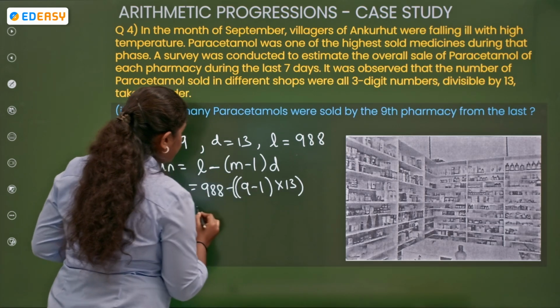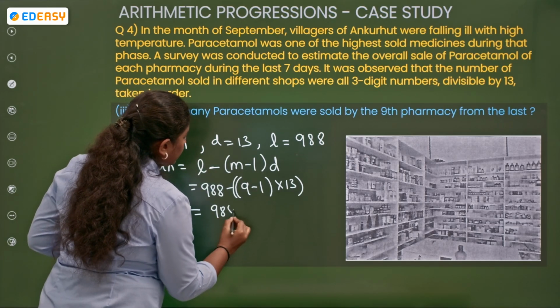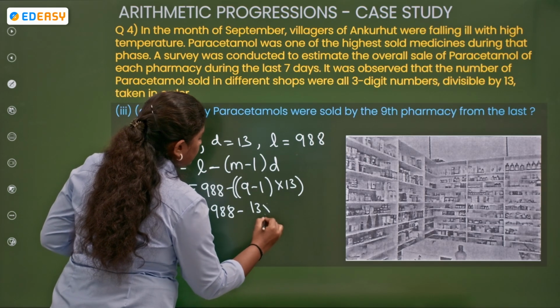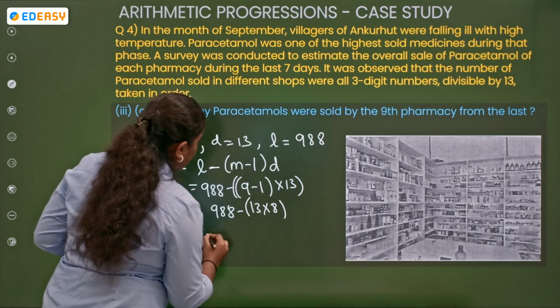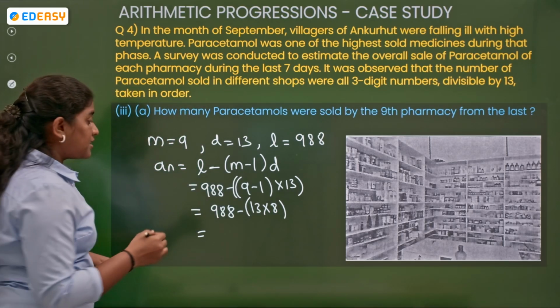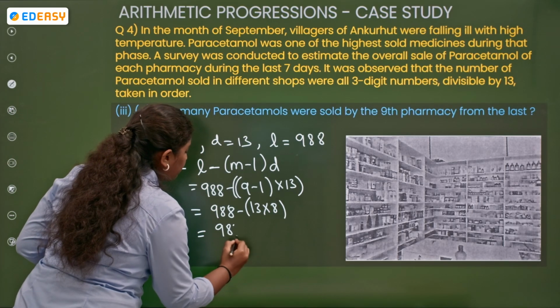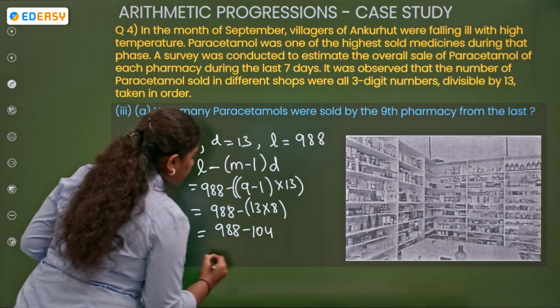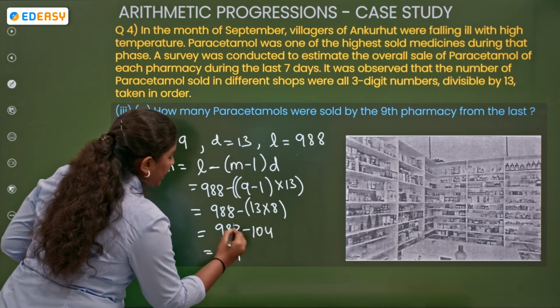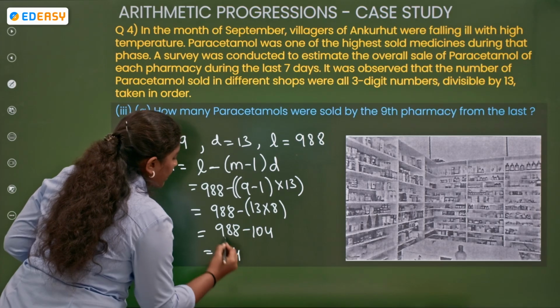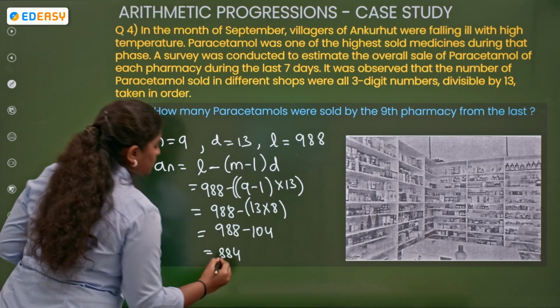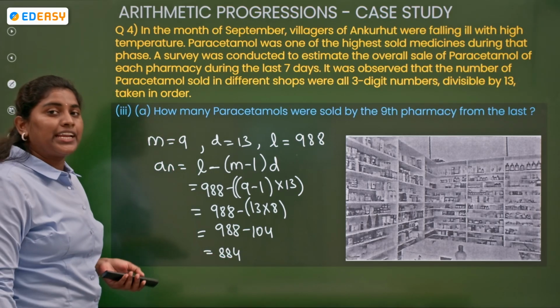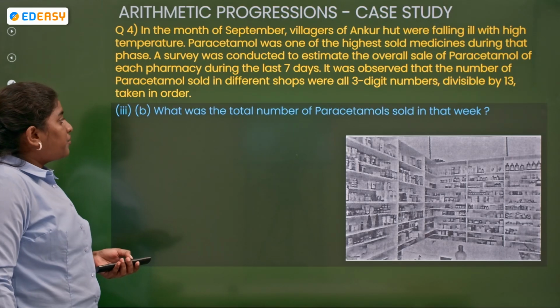Okay, this is your complete value. Now 988 minus 13 into 8. Okay, now what is 13 into 8? 104. So now 988 minus 104. So what will be the answer? 8 minus 4, 4. 8 minus 0, 8. And 9 minus 1, 8. So it is nothing but 884. Okay, moving to the next.